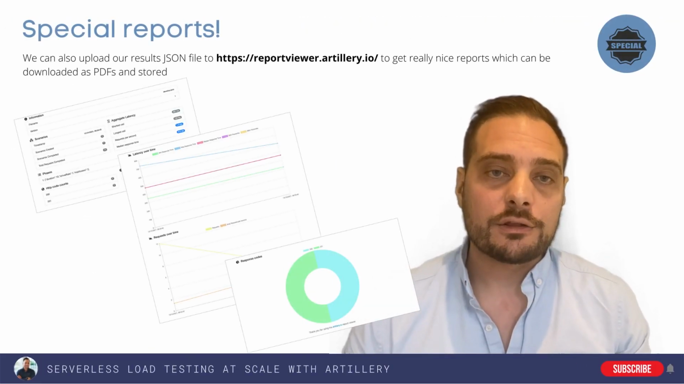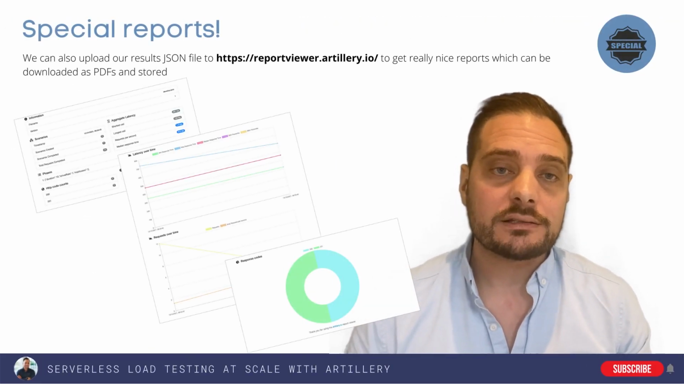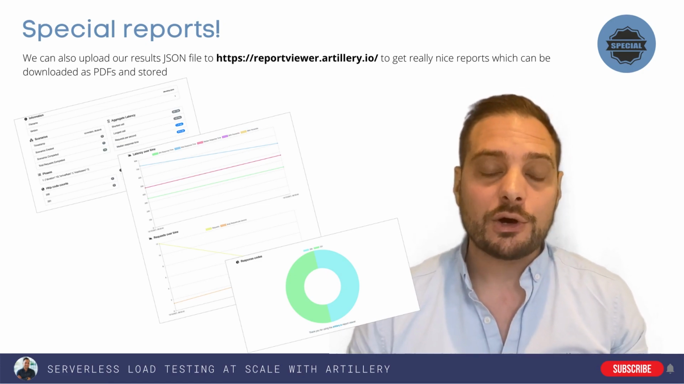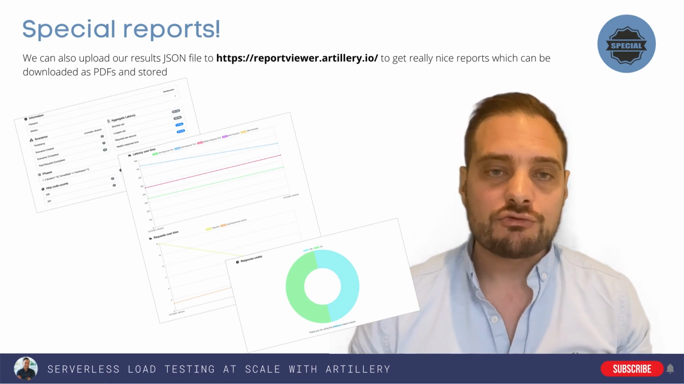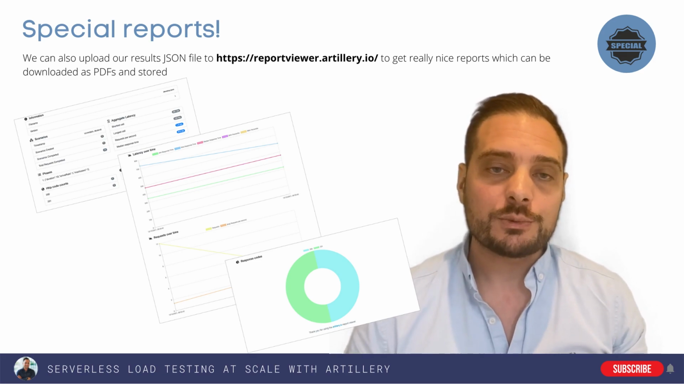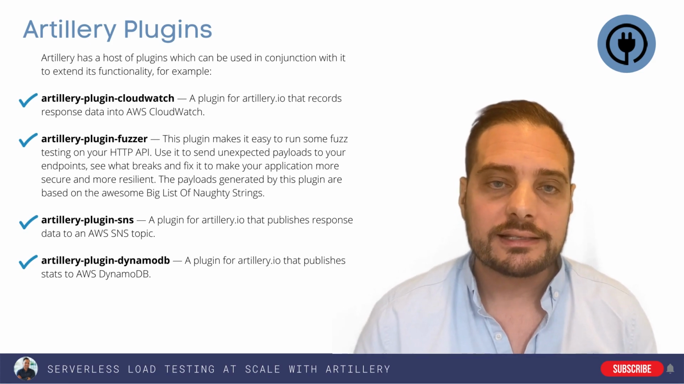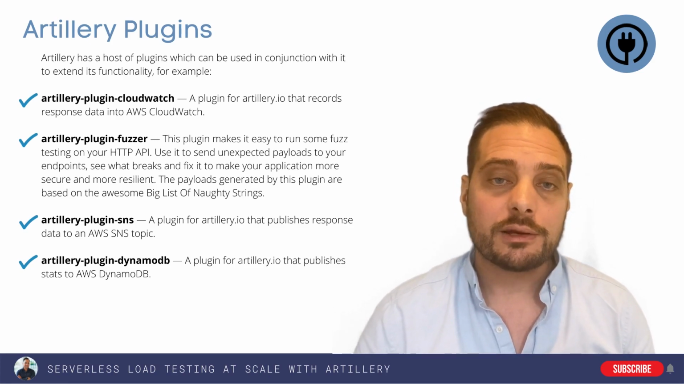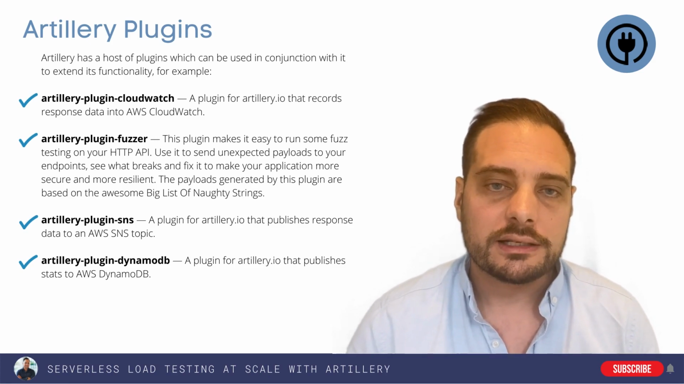You can also take the raw JSON output from running the load tests and upload them to report viewer at artillery.io. This gives us really nice PDF generated reports which you can download. The great thing about Artillery is that you can extend it using plugins, and most of these are community led. Let's have a look at some of the lists below.